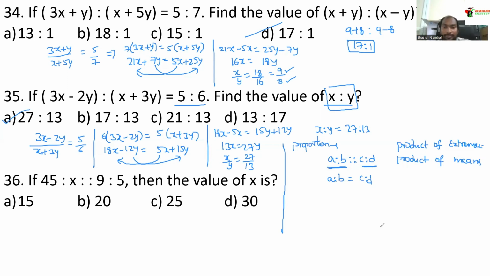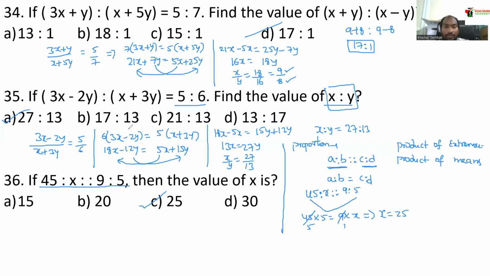Then what happens, look, 45 is to x is as 9 is to 5. Product of extremes, that is 45 into 5 equal to 9 into x. Check, 9 ones are 9, 9 fives are 45. From this what we can say, x equal to 5 into 5 is 25. So the answer is option C, 25. So if it is like this, we call it proportion. That is, a is to b is as c is to d, product of extremes equal to product of means.